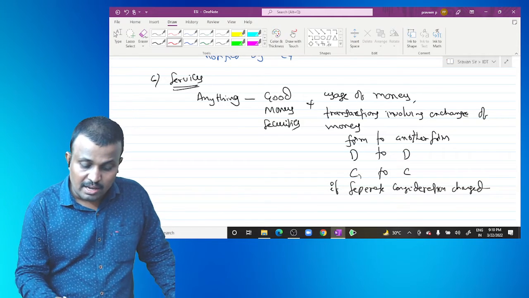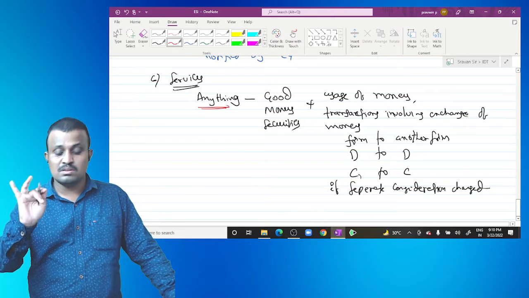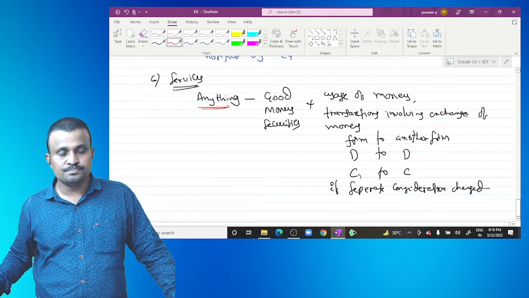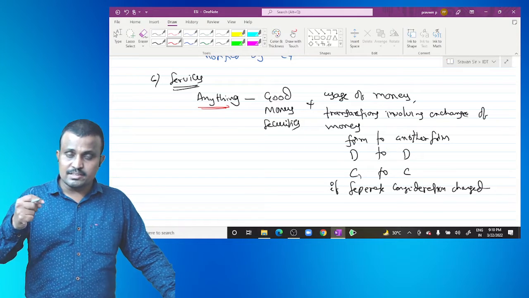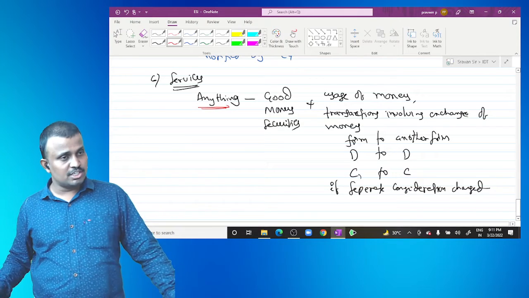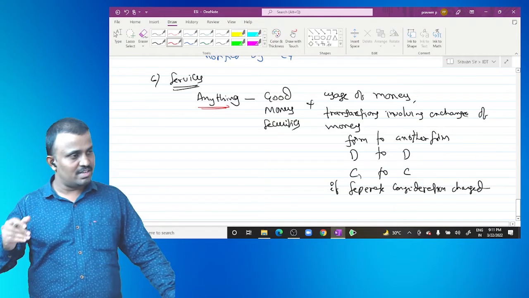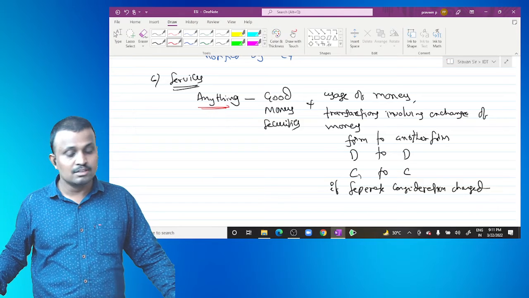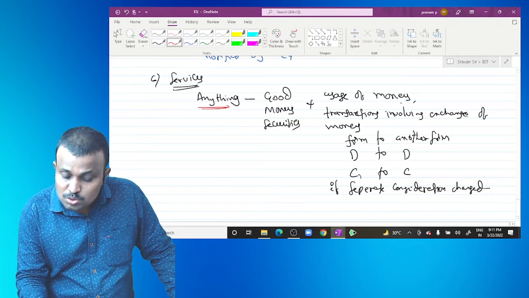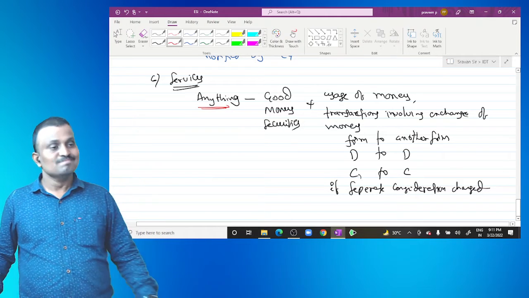So here, anything other than goods, money and security. Like providing education, providing transportation, providing hospitality. So these are all forming part of the definition of service. And it includes usage of money. So what is meant by usage of money?